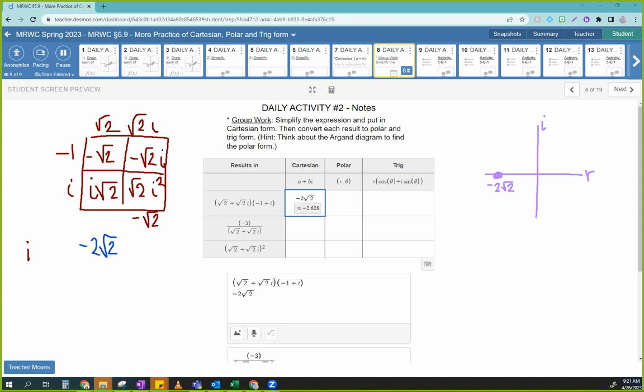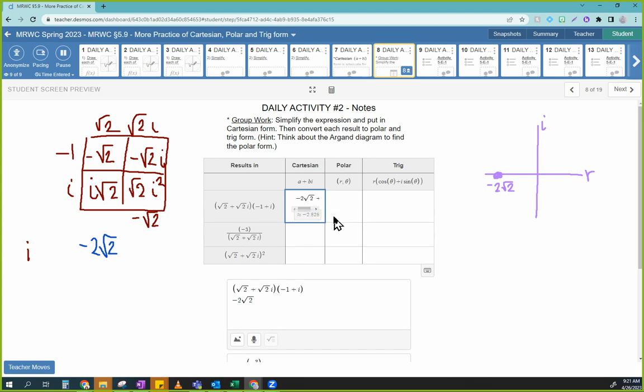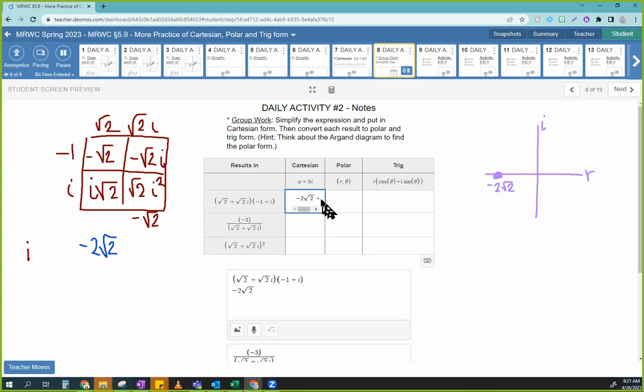So if you need a reminder for yourself of how to graph this, it might be helpful to say plus 0i. You can't see it, but maybe I type that here, plus 0i. That way it tells you I don't go up or down, I'm just there. So does that help you a little bit?